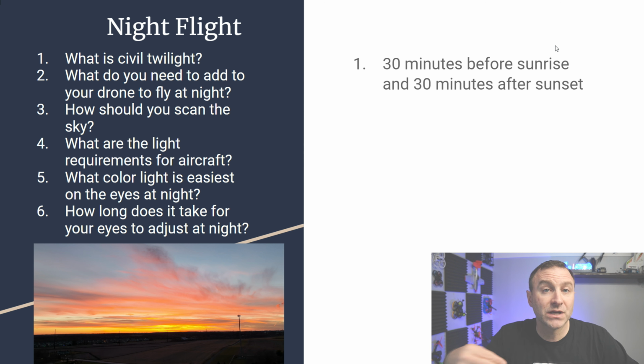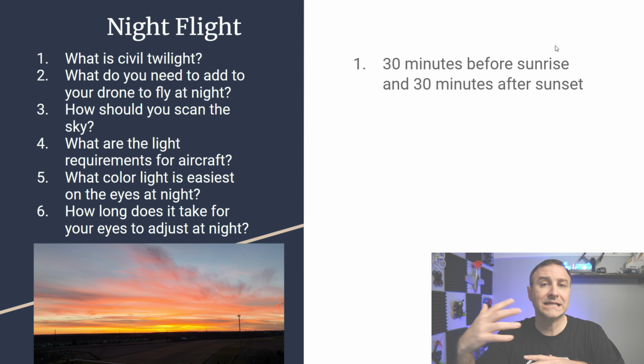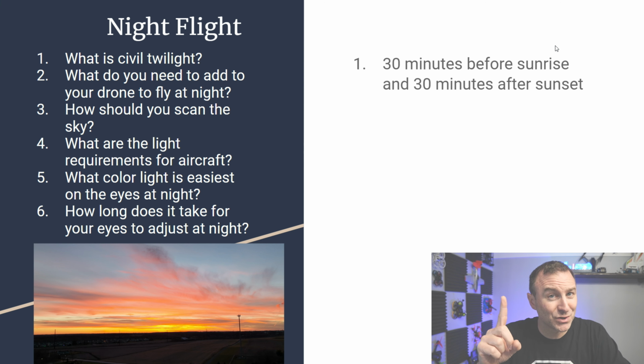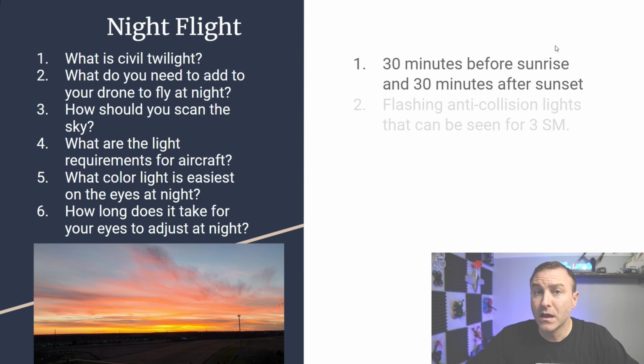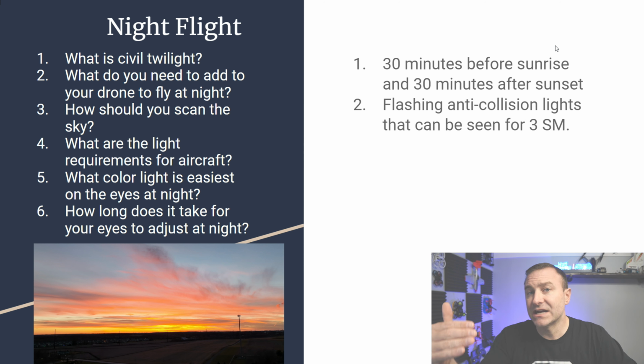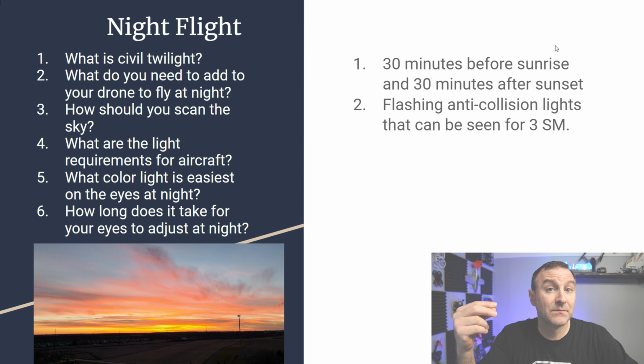Now, you can get this information on pretty much any weather app, or most weather apps, I should say. I oftentimes will check that out. Great time to fly. You get these beautiful colors in the sky. Things are soft. Fly at these times, but make sure you know what you're doing and make sure you're following the rules. So what do you need to know in terms of flying? What do you have to add to your drone? Do you have to add anything? Probably you need flashing anti-collision lights that can be seen for a minimum of 3 statute miles.